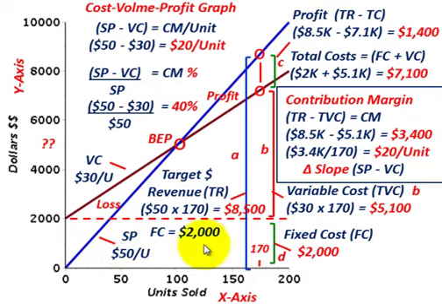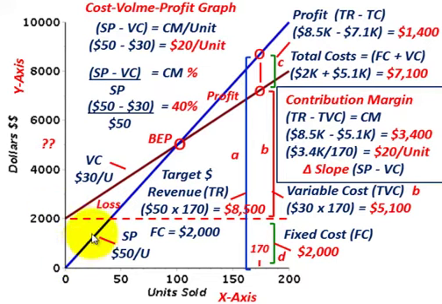So for our cost volume profit analysis graph, we're going to be showing the units sold across the bottom on our x-axis. We start out at 0 and go up to 200. And then on our y-axis, those are our dollar amounts, for our costing dollars and our revenue dollars.